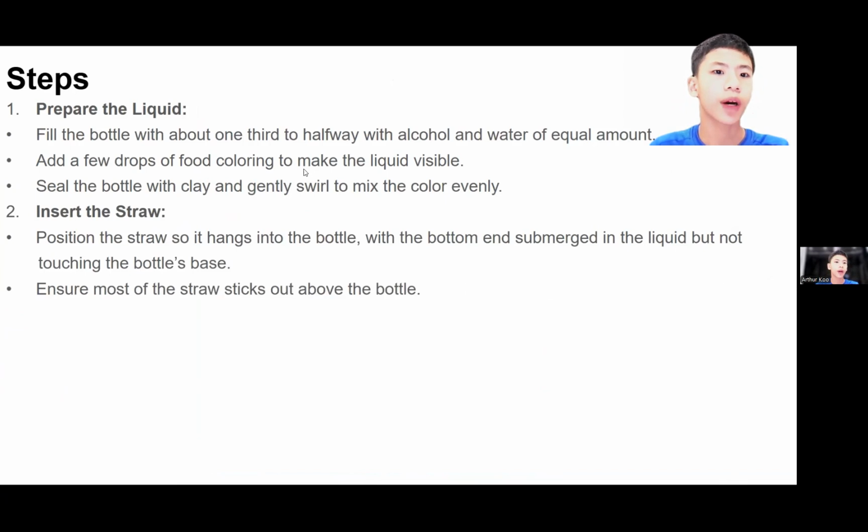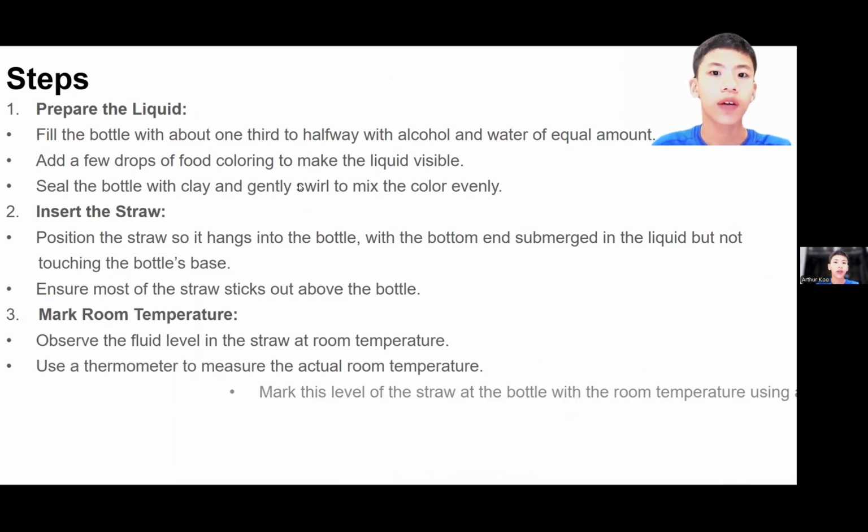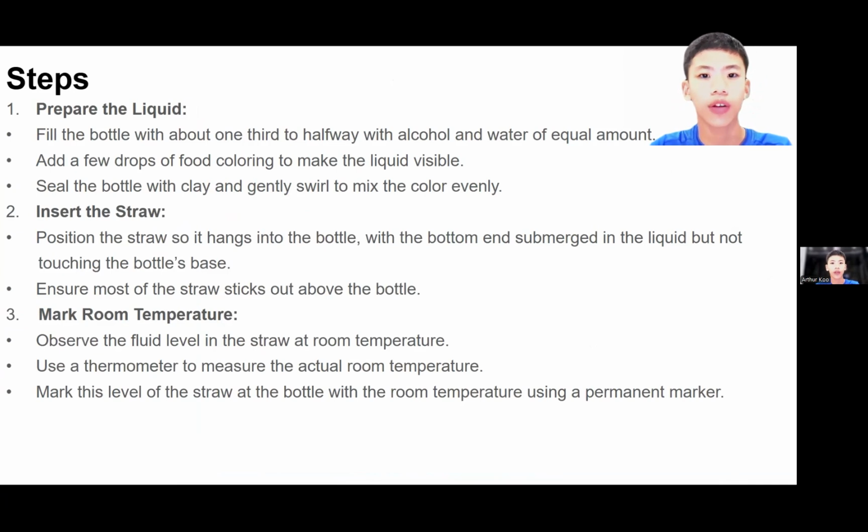Step 1. Fill the bottle about one-third of the way with alcohol and water of equal amounts. Next, add a few drops of food coloring and mix well. Next, insert the straw and position it so it hangs into the bottle with the bottom end submerged in liquid but not touching the bottle's base. Ensure most of the straw sticks out of the bottle.